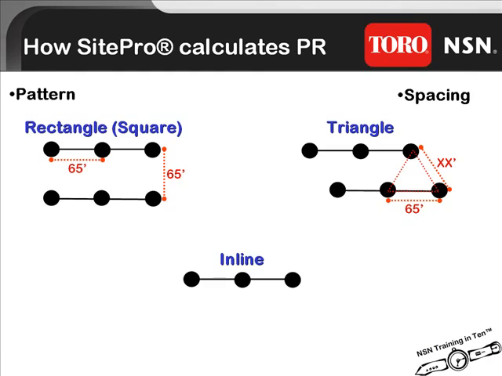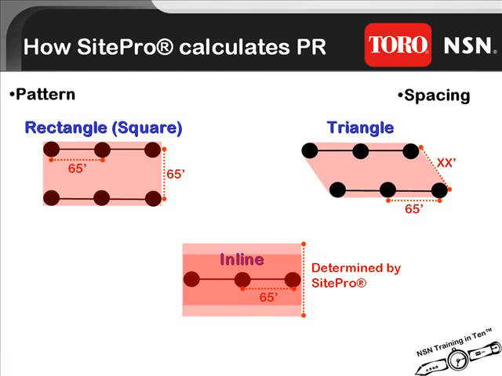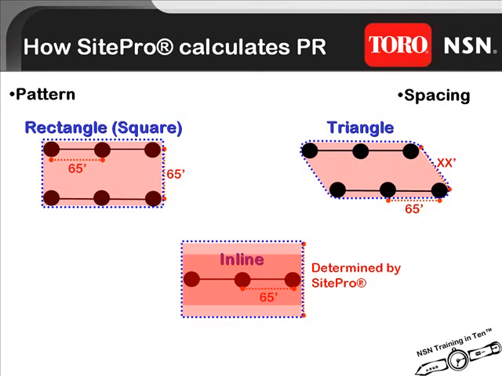Because there's no opposing row or rows to take into account for inline patterns, SitePro automatically calculates distance based on the throw of the chosen sprinkler. Pattern and spacing are 2 very important elements of determining precipitation rate. They help identify a surface area that irrigation is being applied to, and this area is a fundamental element in formulating a precipitation rate for that station.